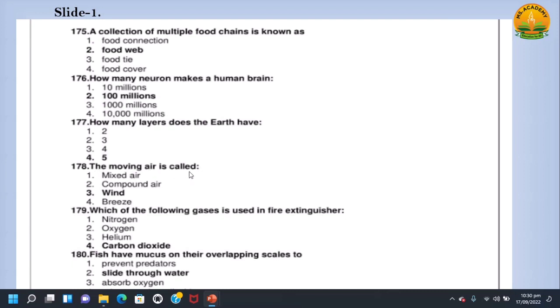The moving air is called, right option is 3, wind. Which of the following gases is used in a fire extinguisher? Right option is 4, carbon dioxide. Fish have mucus on their overlapping scales to, right option is 2, slide through water.